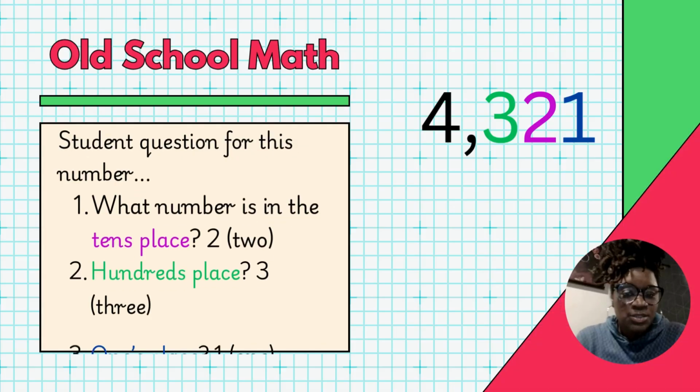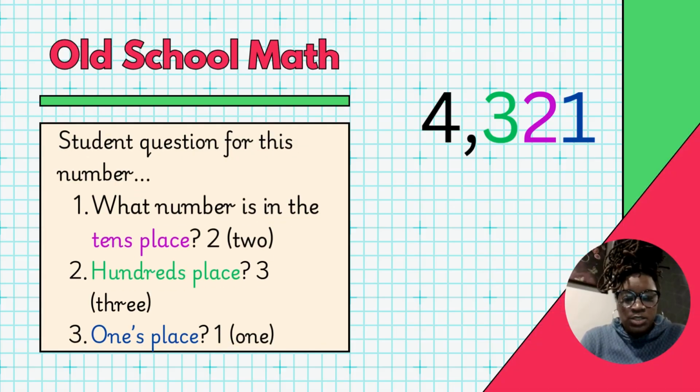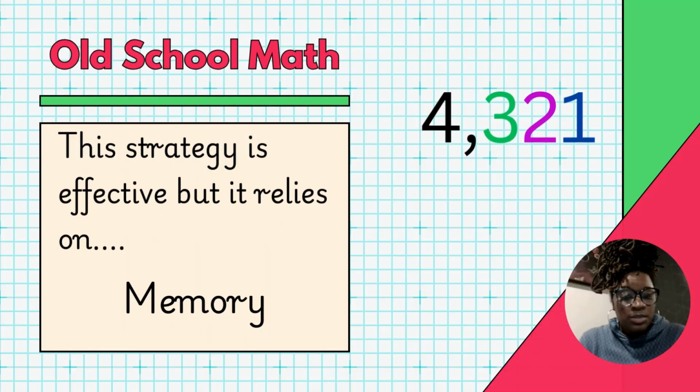And of course, to answer this, when a student is asked what number is in the tens place, we would say two. What number's in the hundreds place? Three. And what number's in the ones place? One. Now, this strategy is very effective with students as well as the millennial parents, right? But unfortunately, this relies on memory, which, if we're being honest, our kids today don't have to memorize a 10-digit phone number. So why do we expect them to memorize place values and later on memorize multiplication facts?